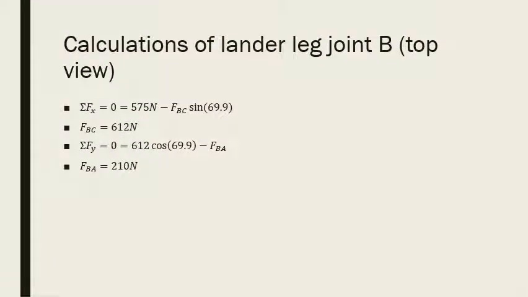Calculations of the lander leg joint B, top view. I used the same equations of equilibrium. Here, the summation of force in the X is equal to 0, which is equal to 575 newtons minus force in the BC sine 69.9 degrees. The force in the BC came out to be 612 newtons. For the force in the Y, I used summation of force Fy is equal to 0, which is equal to 612 newtons cosine of 69.9 degrees minus the force in BA. Force in BA came out to 210 newtons.